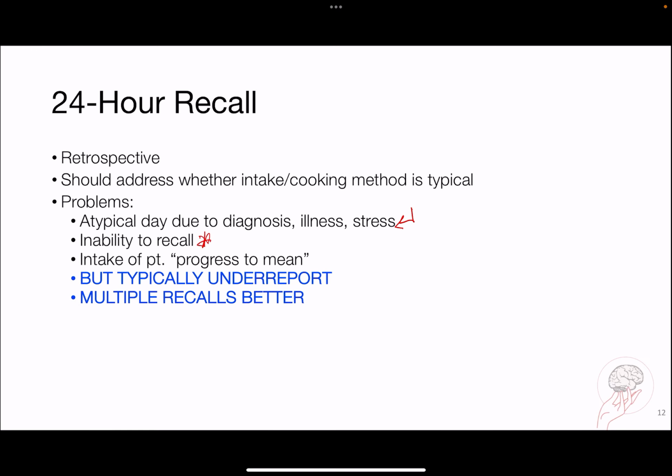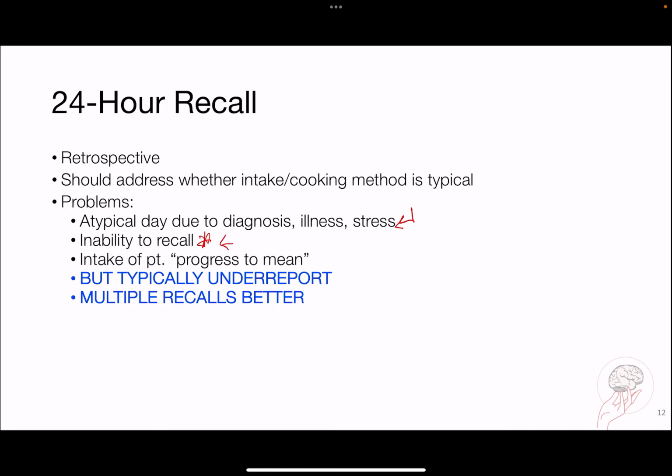Inability to recall is probably your biggest problem. Even if they are unaware, they're unable to recall. So I used to do 24-hour recalls with kids that were like 7 to 9 years old. I would ask them, hey, what did you eat during the day? What I would hear back: nothing. Oh, you didn't eat anything today, I would respond. Nope. And then in the background, I would hear their mom yelling, that's not true, you ate blah, blah, blah, blah, blah.